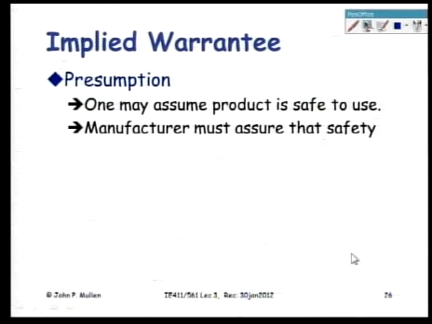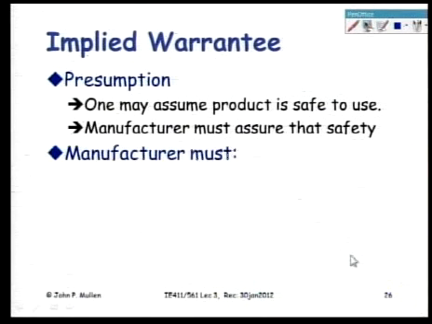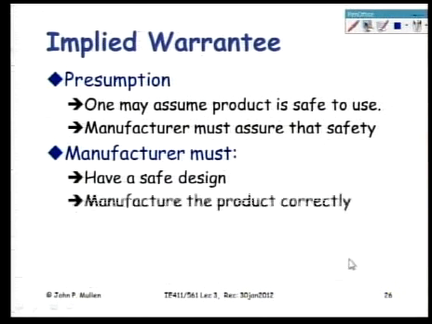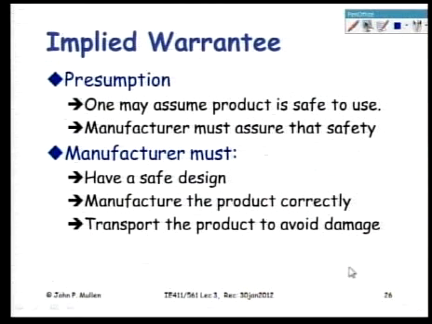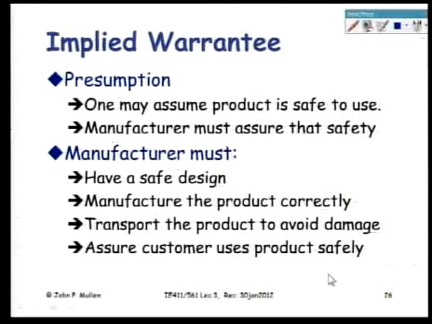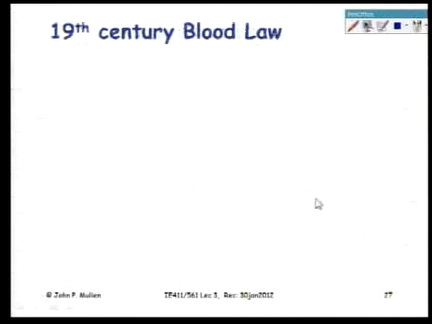Manufacturer must assure that safety by whatever means are considered reasonable. Manufacturer must have a safe design, manufacture the product correctly, transport the product to avoid damage, and assure the customer uses the product safely. That's why you get these long little booklets with all the different cautions. How many people have gotten those booklets? How many people have read those booklets? You see the flaw in the plan, right? Okay. So, anyways, that's the status.